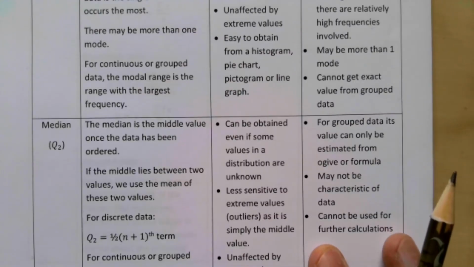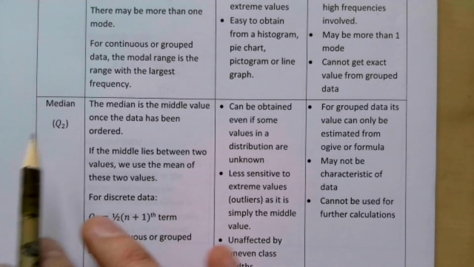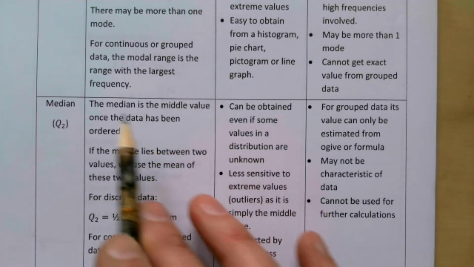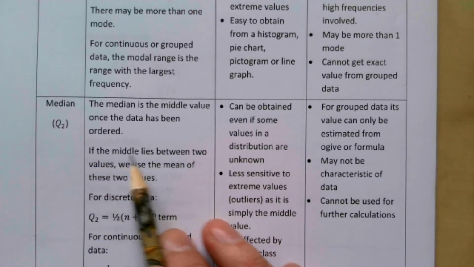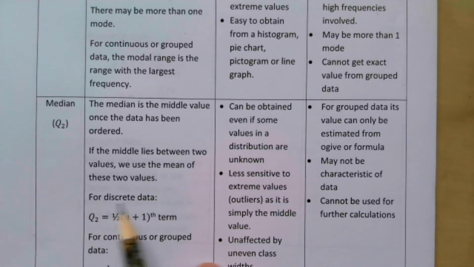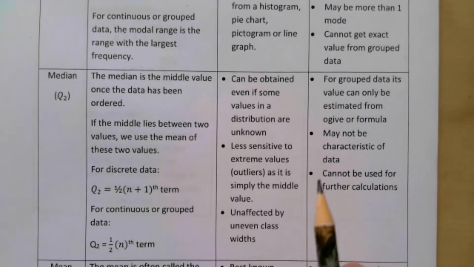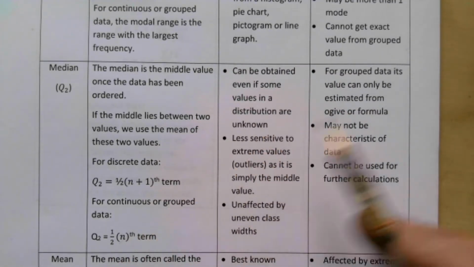The other one then is the median, sometimes known as Q2, so you know Q1, Q2 and Q3 are the quartiles, and Q2 is the middle one. The median is the middle value once all the data has been ordered. If the middle lies between two values, we use the mean of these two values. For discrete data, it's the half of n plus 1th term. That'll make sense whenever you think about it. For continuous or group data, Q2 is, sorry you can't quite see that, a half of the nth term. Again, we'll explain a bit more as we go on through.